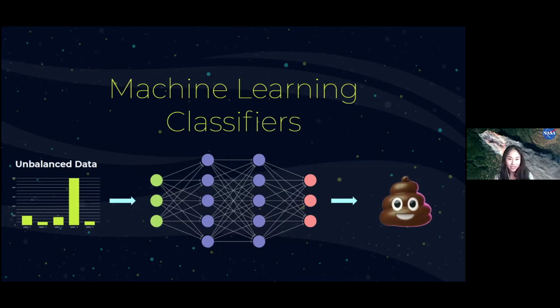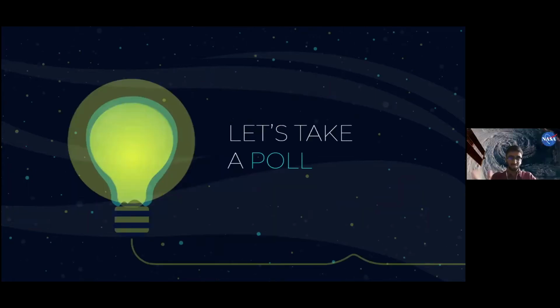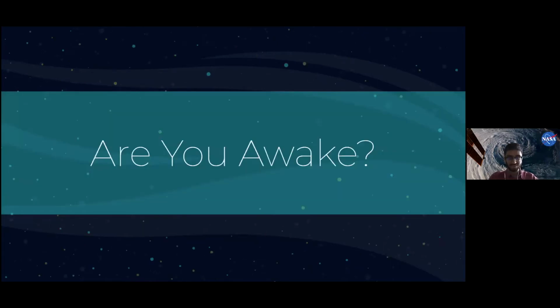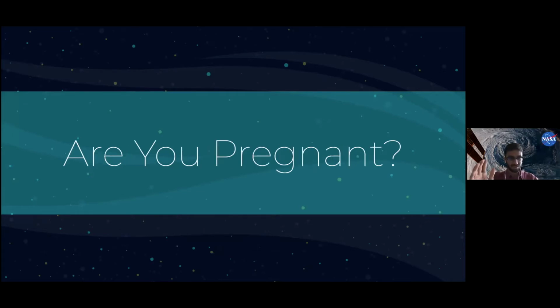Specifically, unbalanced data poses a big problem in machine learning applications, and we're going to prove that to you. All right, everybody, we're going to get some real data right now in real time. So we're going to run a quick poll. Turn your videos on and give me a thumbs up or thumbs down to this question. First, are you awake? I expect everyone's thumbs to be up. And keep them up. And now for the next question. Ready? Are you pregnant? Anirudh, do I see your thumb up?